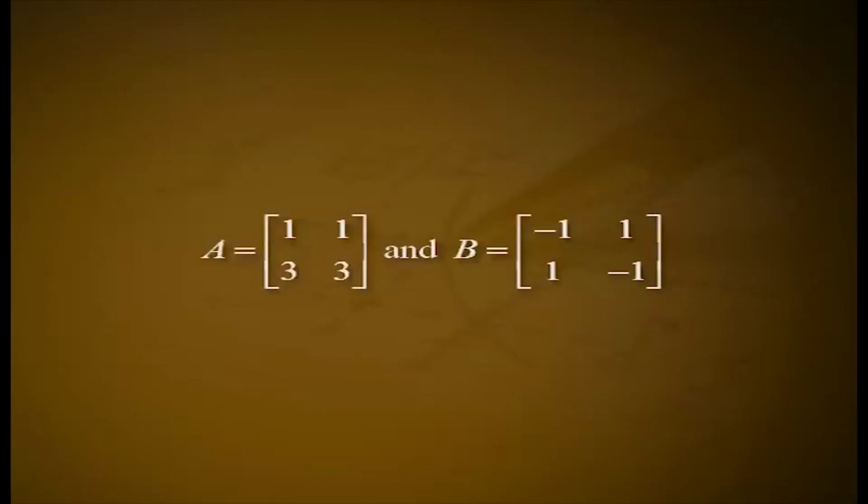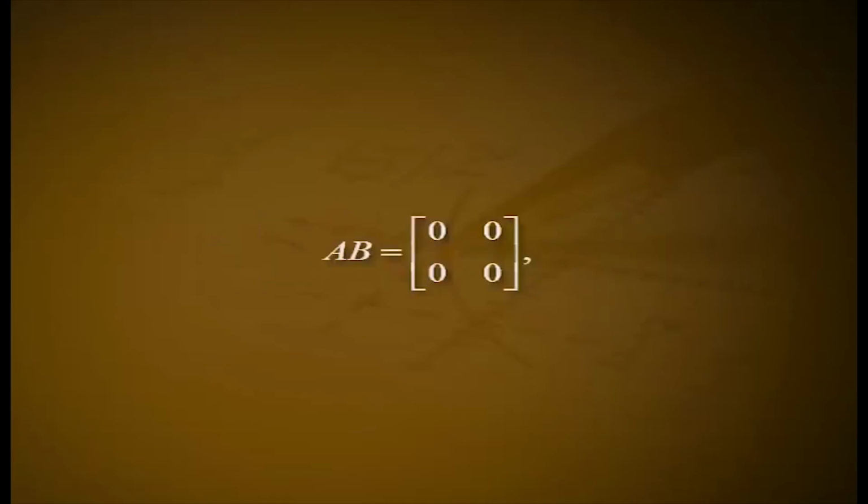Example 5. We now show that the product of two given matrices can be a zero matrix without either of the matrices being a zero matrix. Both A, the matrix 1, 1, 3, 3 and B, the matrix minus 1, 1, 1, minus 1 are non-zero matrices, but AB is the matrix 0, 0, 0, 0, the zero matrix.